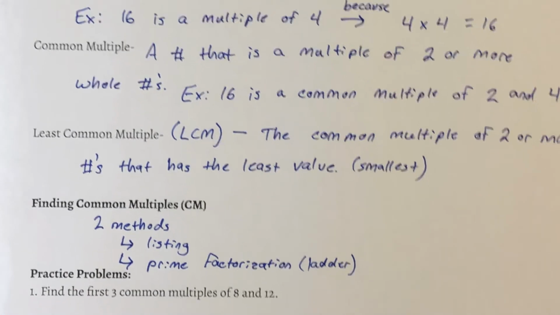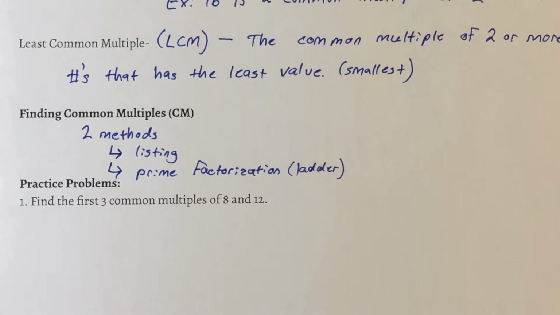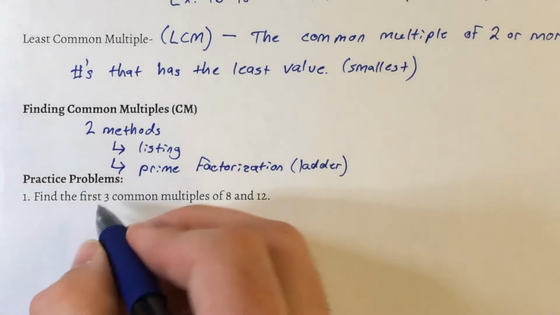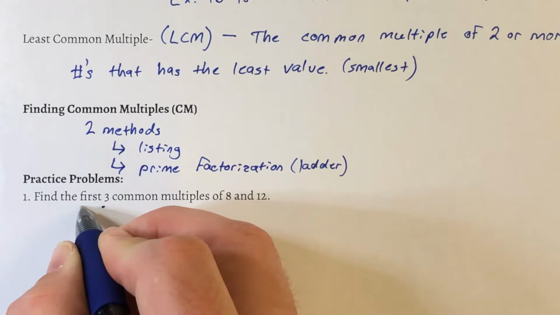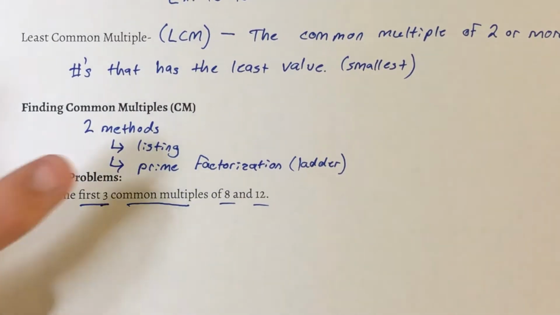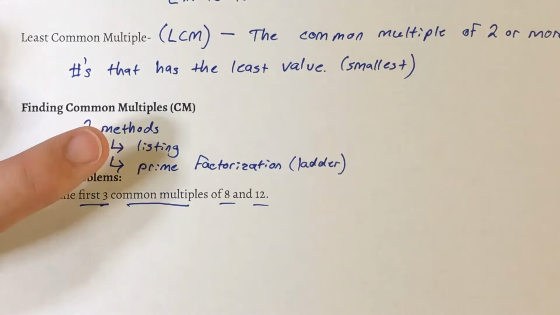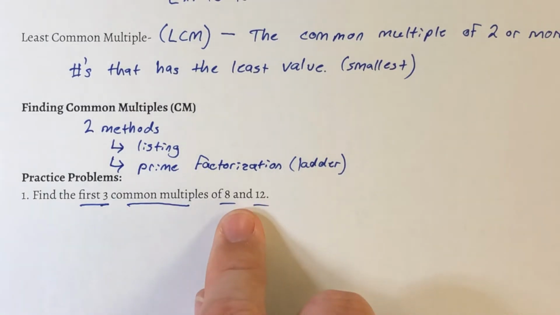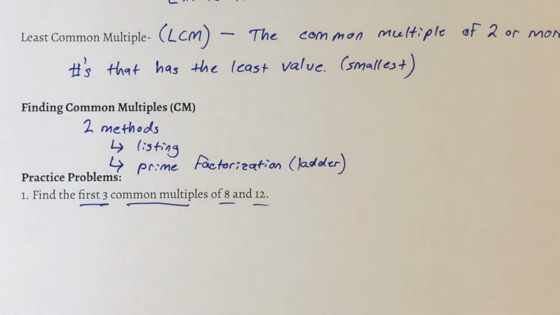Okay, our first practice problem, we're going to be finding the first 3 common multiples of 8 and 12. The first 3 common multiples of 8 and 12. Now, which method are we going to use? We are going to start by using the listing method. Why? Because our numbers are relatively easy to count by, and they are on the small side. So if your numbers are easy to count by and they're small, I would recommend doing the listing method.